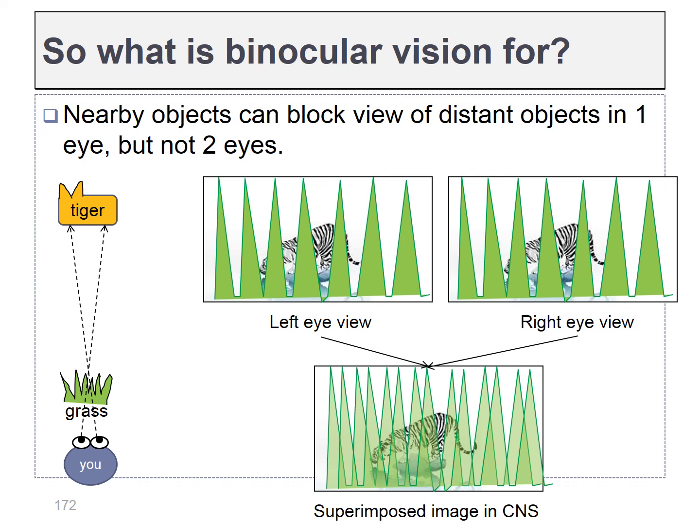If you only had one eye on one side of your head, the grass or the branches might obstruct your vision, and it would be more difficult to track that animal that you were hunting. So having two eyes on the front of our head allows us to see through the underbrush better and keep a focus on distant objects that we are interested in, even though close objects might be partially in the way.